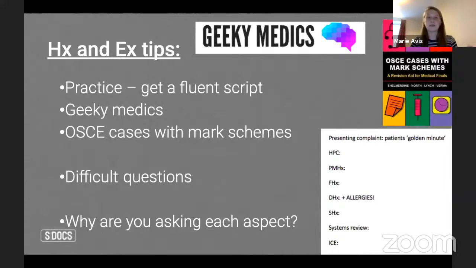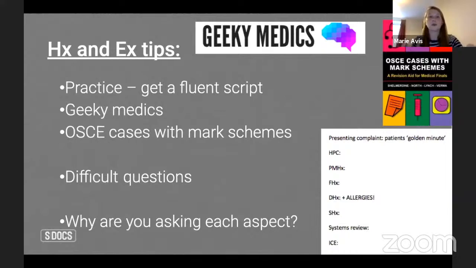So a couple of the resources that I found really useful are Geeky Medics. I'm sure you've all heard of them. They do brilliant explanations of histories, and they do some really great videos of examinations. And just by really running through those and getting comfortable with what you need to ask is the best way to start.